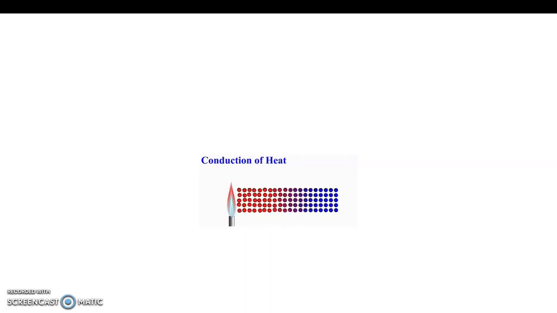So, molecules that are hot, as they vibrate, transfer their heat energy to neighboring molecules. Then those ones also transfer their heat energy to the molecules that are close to them. Eventually, the heat gets evenly distributed throughout the whole solid.